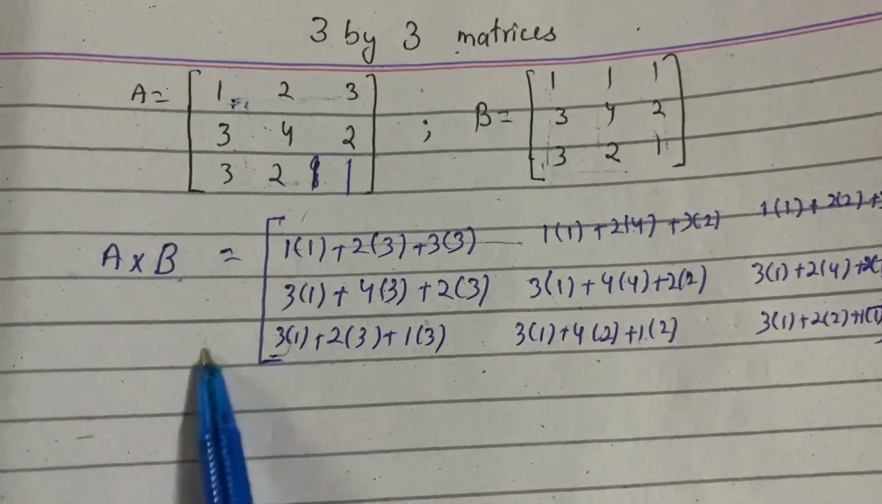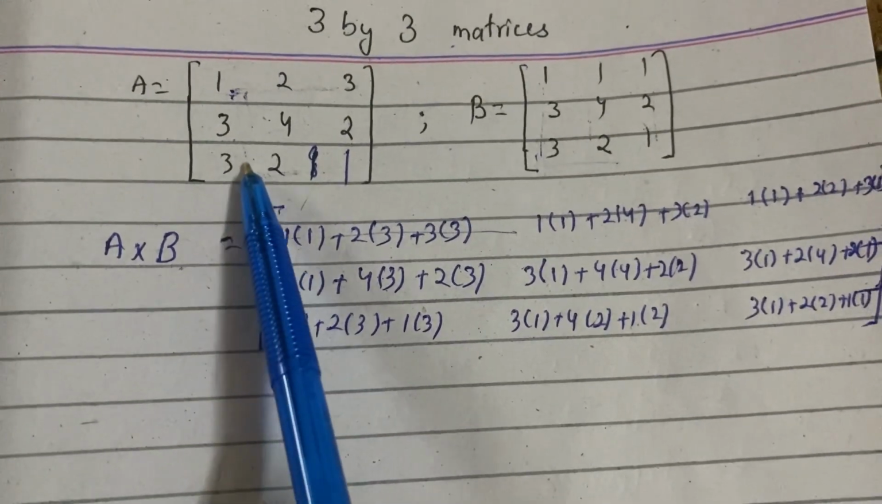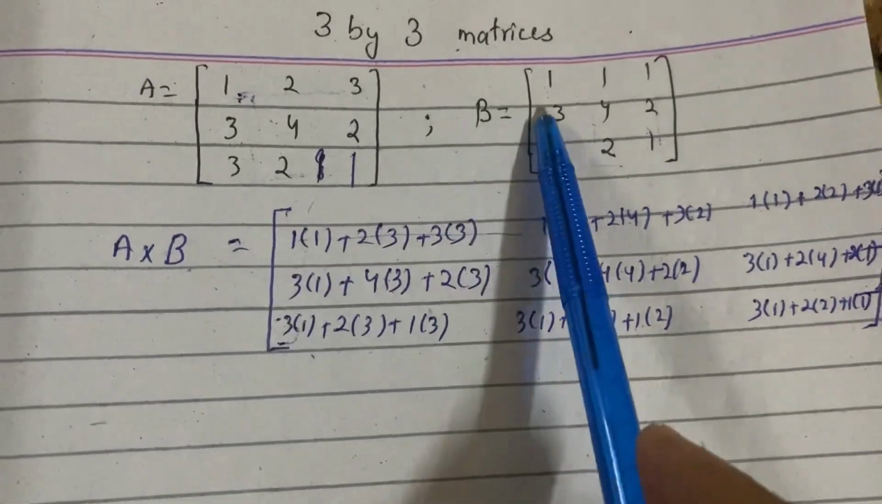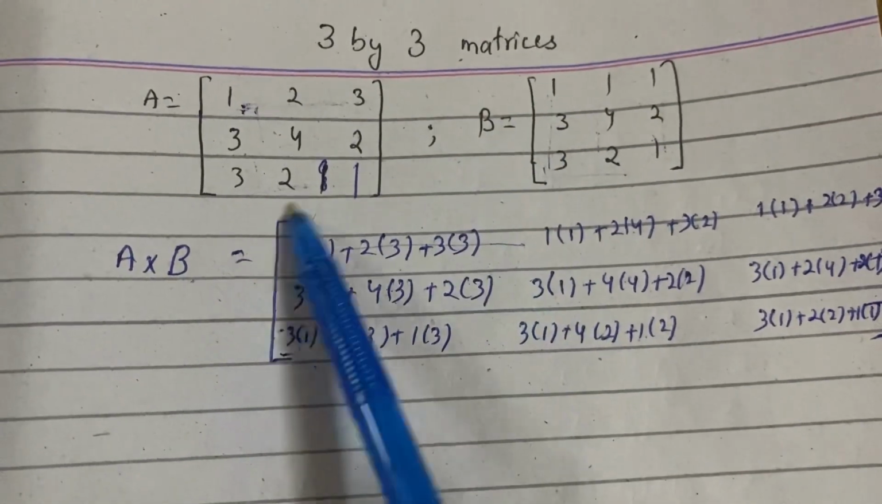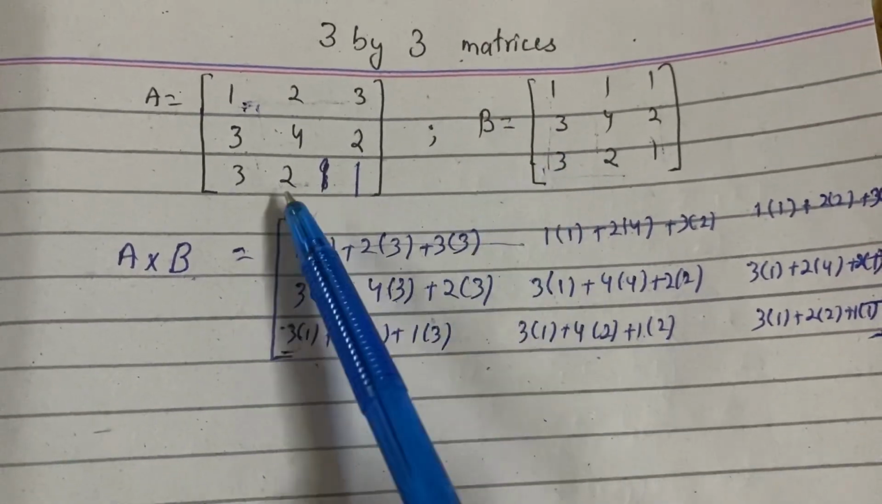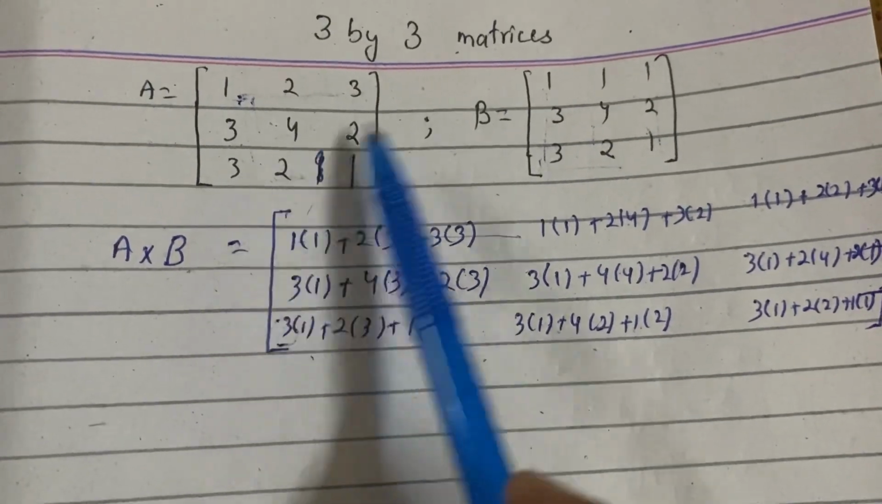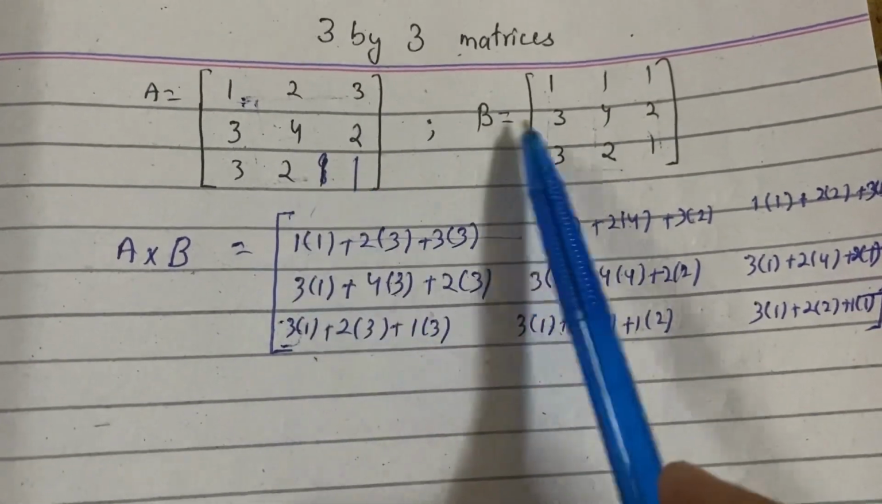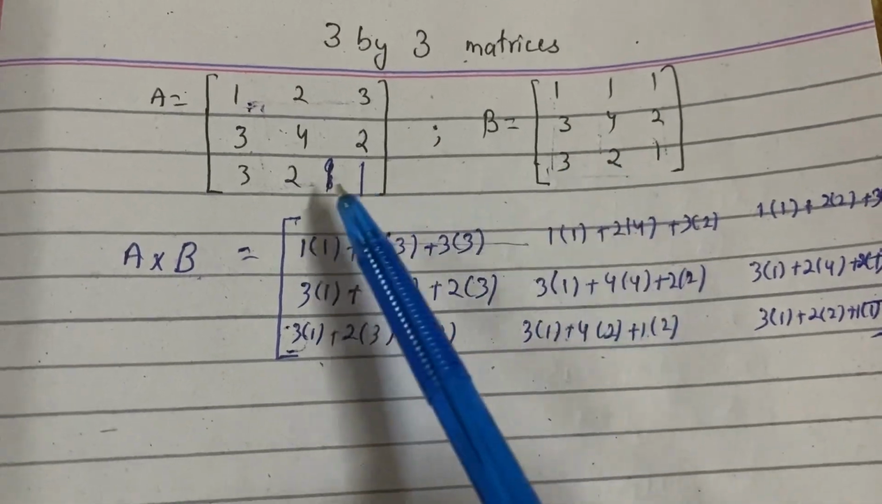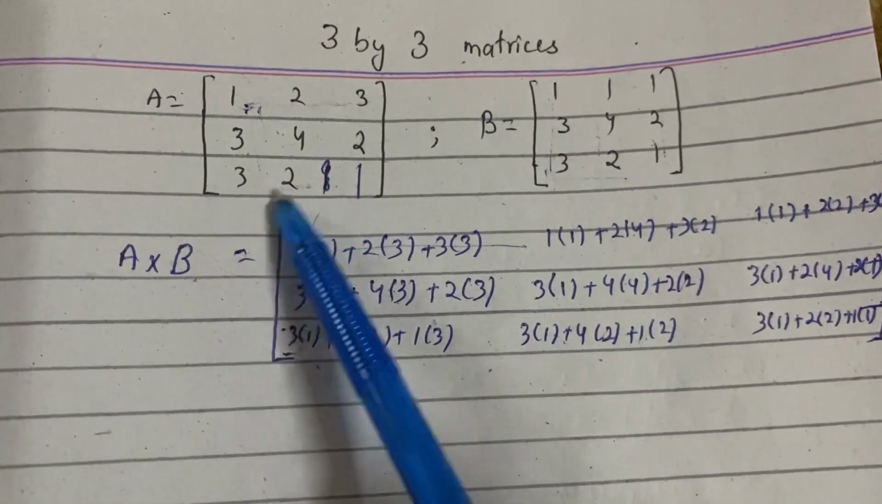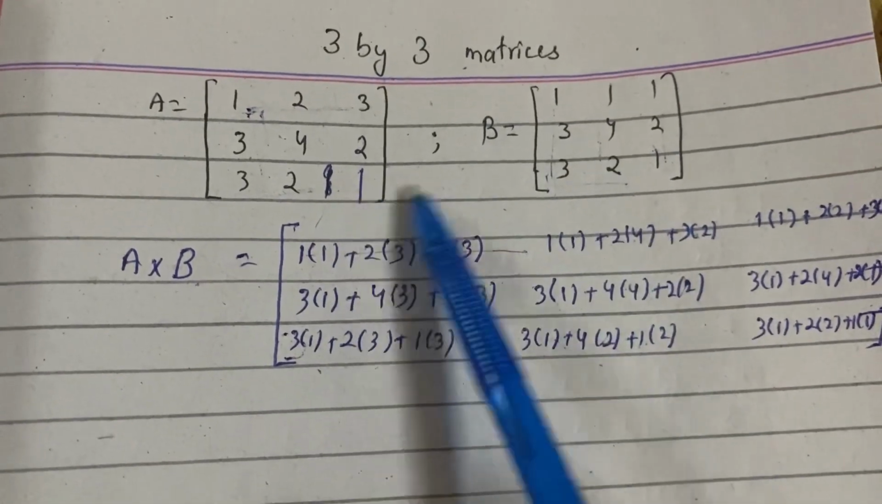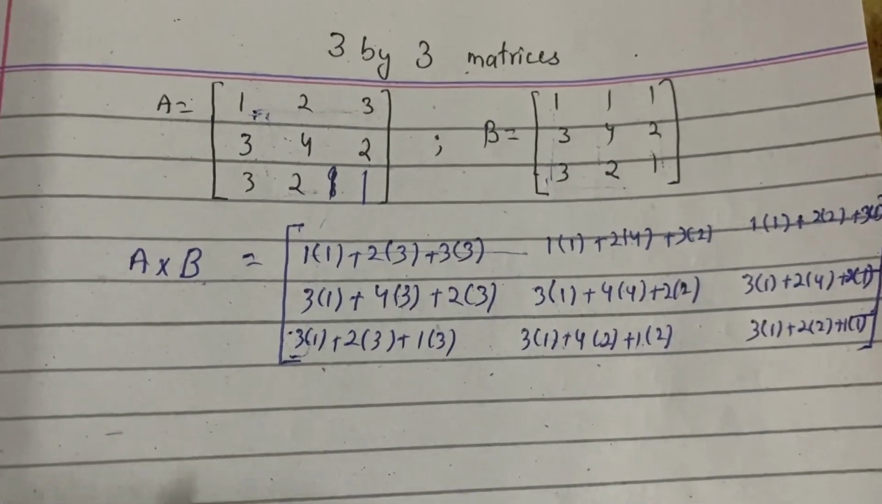So this is basically 3 into 1. You have to multiply this row with this column. You have to multiply 3 with 1, and then 2 with 3, 1 into 3, and then for the second entry 3 into this one, 2 into 4, and then 1 into this 2. And for the third entry you have to multiply 3 with 1, and then 2 with 2, and 1 with 1.